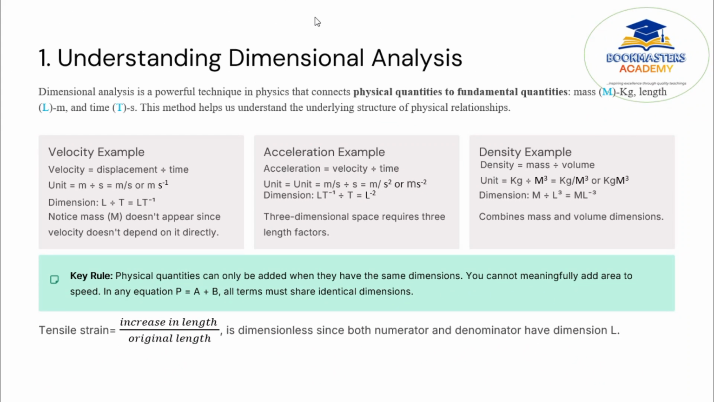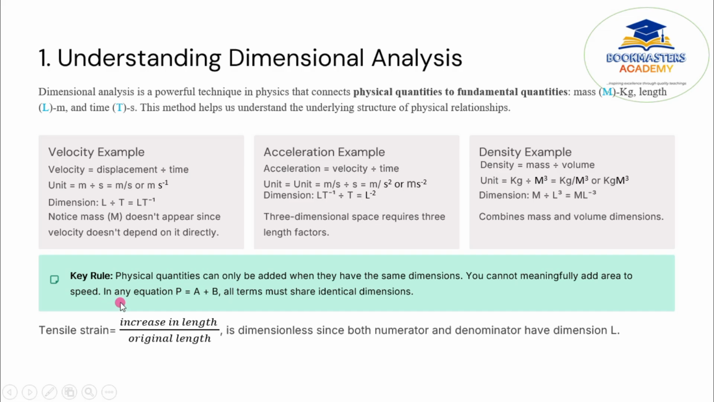You see, guys, for dimension, the most important fundamental quantities I will talk about are the mass, the length, and the time. These are the ones we don't joke with. Okay, so MLT. So key rule: physical quantities can only be added when they have the same dimension. You cannot meaningfully add area to speed. That's weird. You don't add area to speed because they don't have the same dimension.